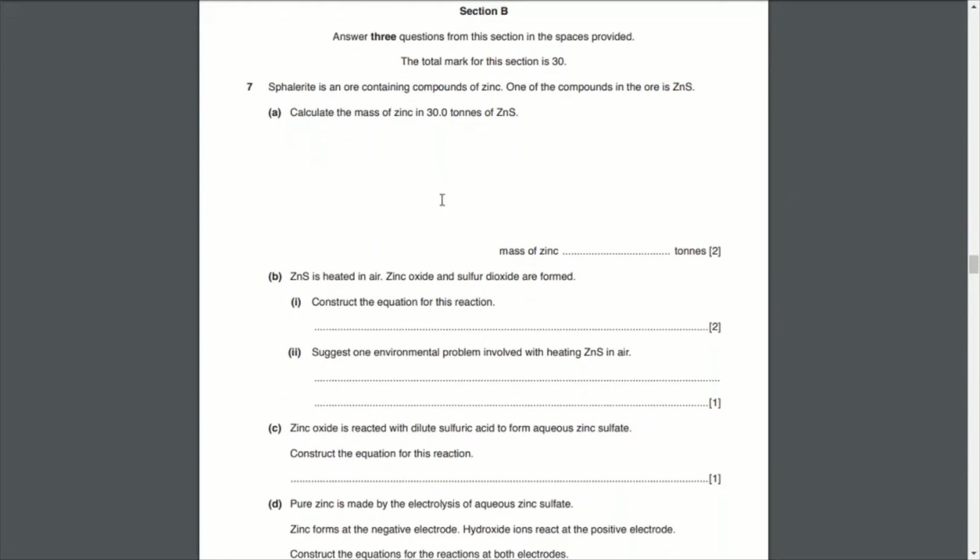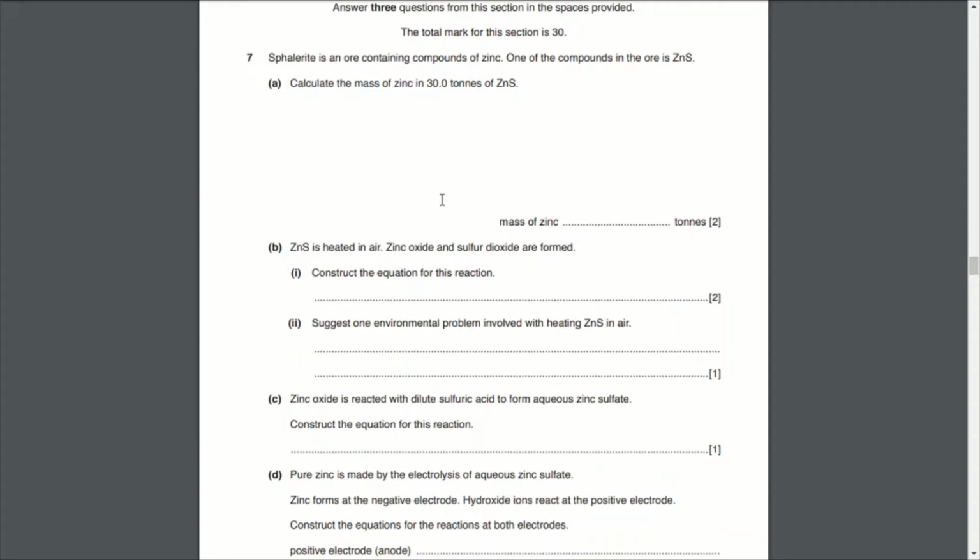Part B. Zinc sulfite is heated in air, zinc oxide and sulfur dioxide are formed. Construct the equation for this reaction. As we can see over here, zinc sulfite is heated in air. When we talk about air in any other question of this chemistry paper, of our code or any other code, whenever we use the word heated or burnt in air, that means we're talking about oxygen. That means the element is reacting with oxygen.